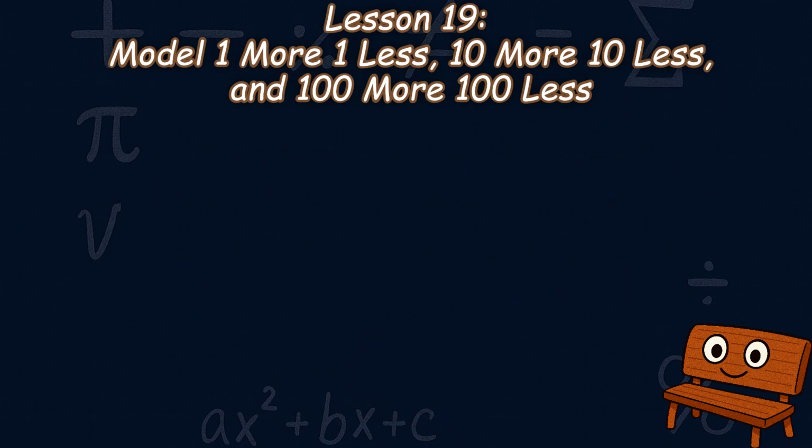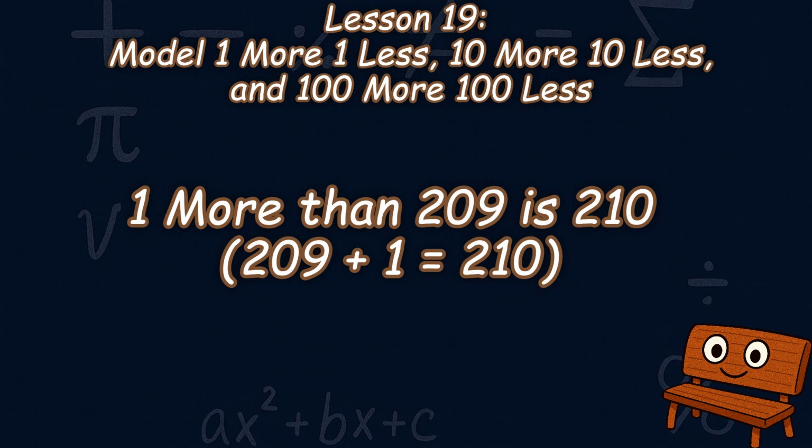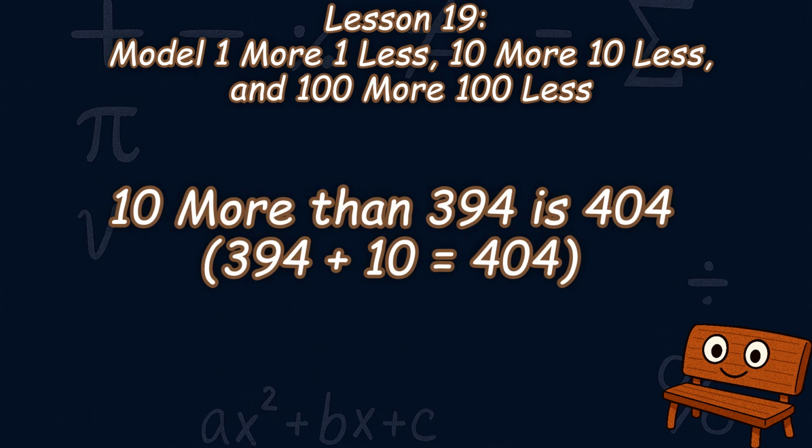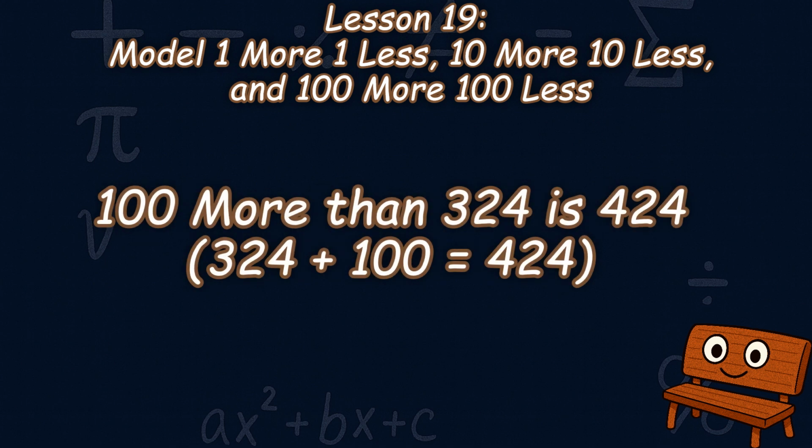On Monday, we'll be doing Lesson 19, modeling 1 more, 1 less, 10 more, 10 less, and 100 more and 100 less. We'll be learning how numbers change when we add or subtract our ones, tens, or hundreds. For example, 1 more than 209 is 210. We can also say 1 less than 150 is 149. 10 more than 394 is 404. We can also see that 100 more than 324 is 424. Notice how only one place value changes each time, the ones, the tens, or the hundreds, but the rest remain the same.